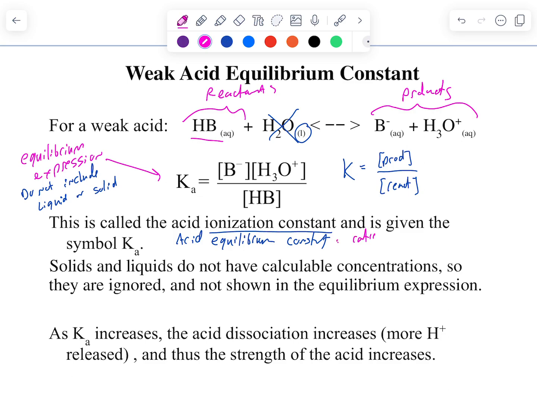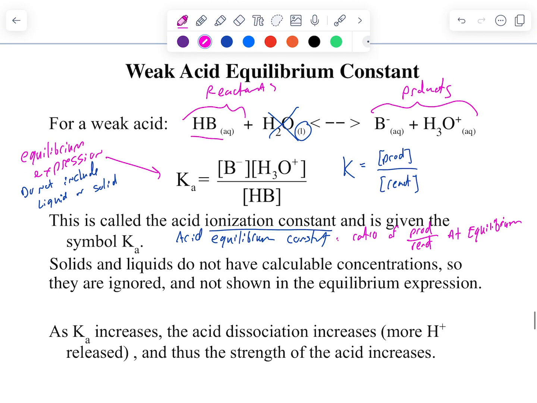So, the ratio of products over reactants at equilibrium. Now, most reactants and most reactions do not start out at equilibrium, but eventually they get there.